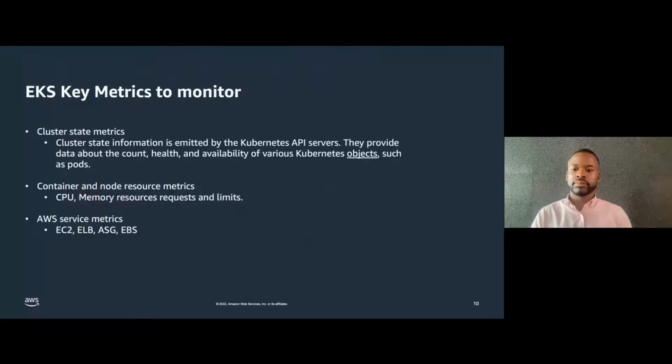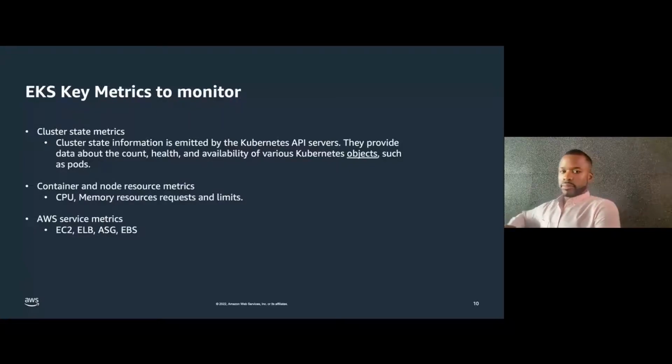Okay, so now that we understood what the three pillars of observability are, let's take a look at EKS. So, key metrics to monitor in EKS. We're already talking about the EKS control plane logs. It's a really good practice to enable those logs to have more visibility into what's happening inside your control plane. But we also have other metrics to monitor.